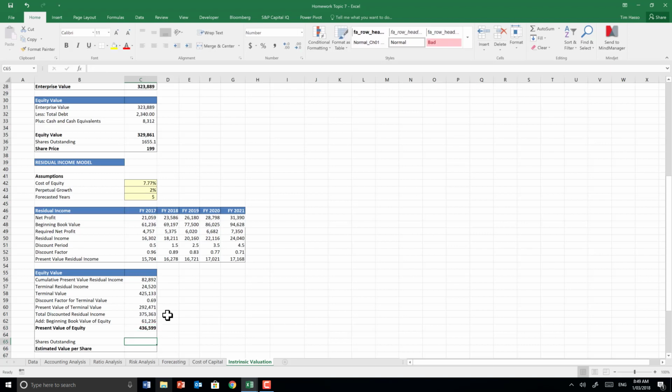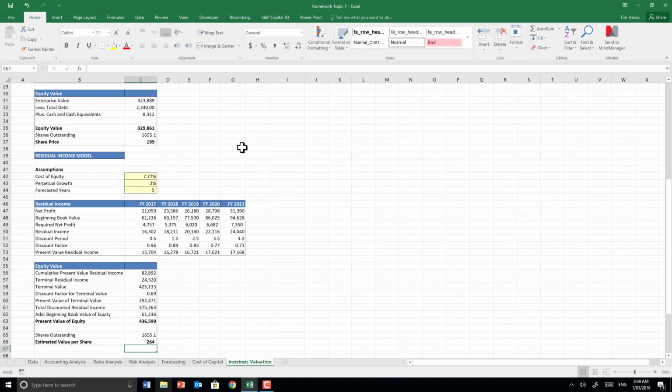And again, similarly, we need to take this back to a per share value. We can get the shares outstanding technically from slightly above because we already referenced it in cell C36. So we can grab it from that cell, which means that the estimated value per share is going to be the present value of the equity divided by the number of shares outstanding. So about 264 Swedish kronor in this case.